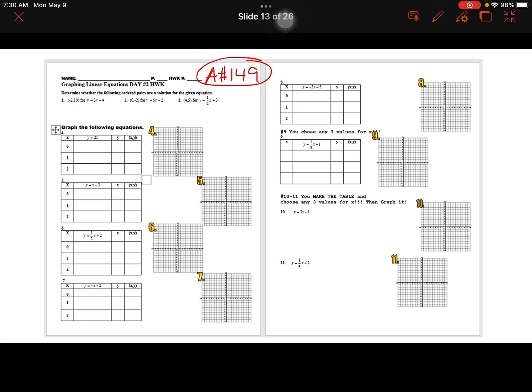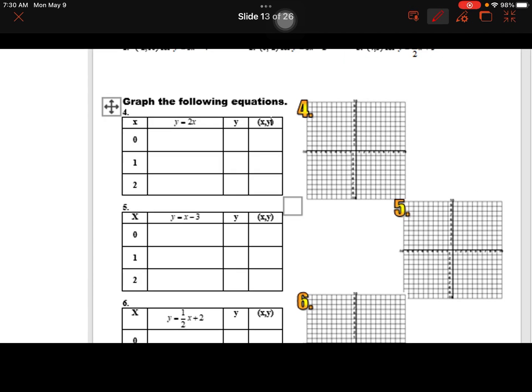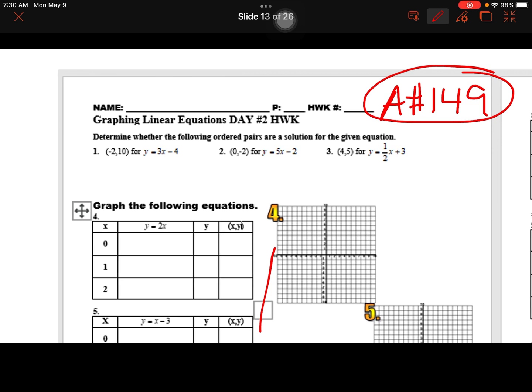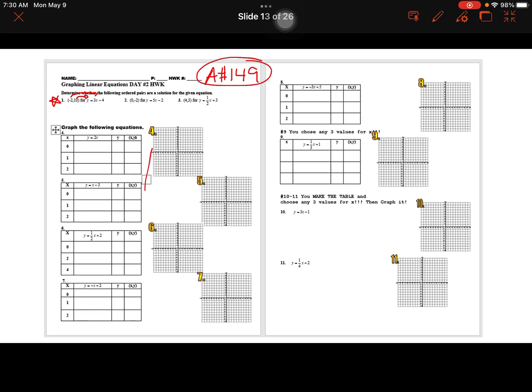The top part here, don't forget to do these questions right here where you're plugging in, and these are those yes or no's, all right? So make sure you do these questions. Don't just jump to the graphs. A lot of you guys kind of skip and think it's just directions.